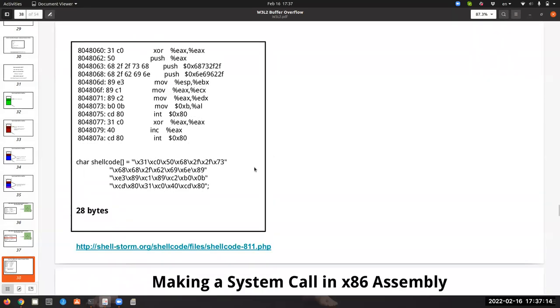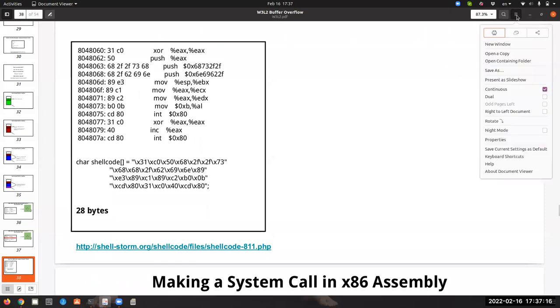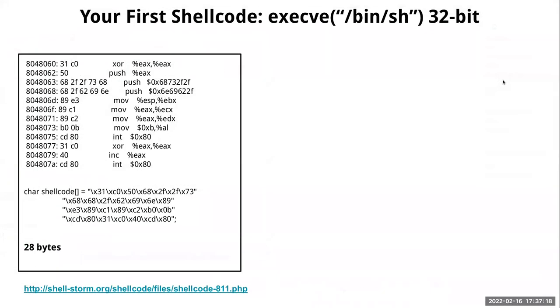Then to do that, we just need to make the system call. And this piece of code at first is just making that system call. After that, it makes a lot of system calls. We will see why we need to do that.